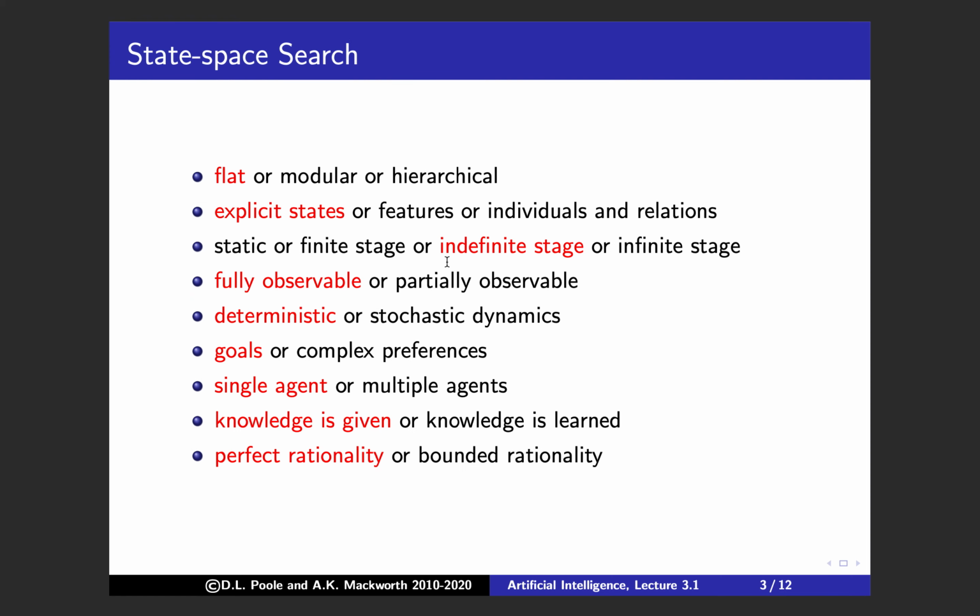So in terms of the dimensions before, we're going to look at a flat system, just the one level abstraction. We're going to talk about explicit states. What are the states that we have to look at? We're not going to reason about features or individuals and relations. We're going to look at an indefinite stage; we don't know how many steps it's going to take to get there. We're assuming it's fully observable, deterministic, with goals, with a single agent, knowledge is given, and perfect rationality. And these are often assumptions that we're going to make just to keep things simple.